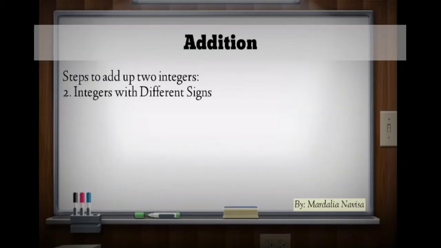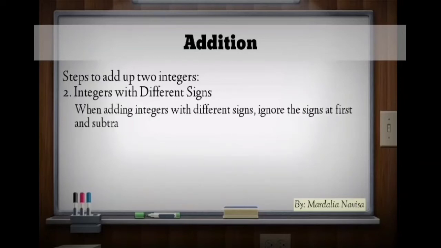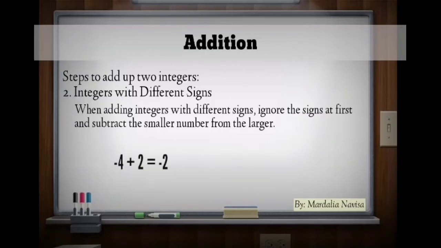2. Integers with different signs. When adding integers with different signs, ignore the sign at first and subtract the smaller number from the larger. The final sum will maintain the sign of the larger addend. Example, -4 plus 2 equals -2. 7 plus -4 equals 3.